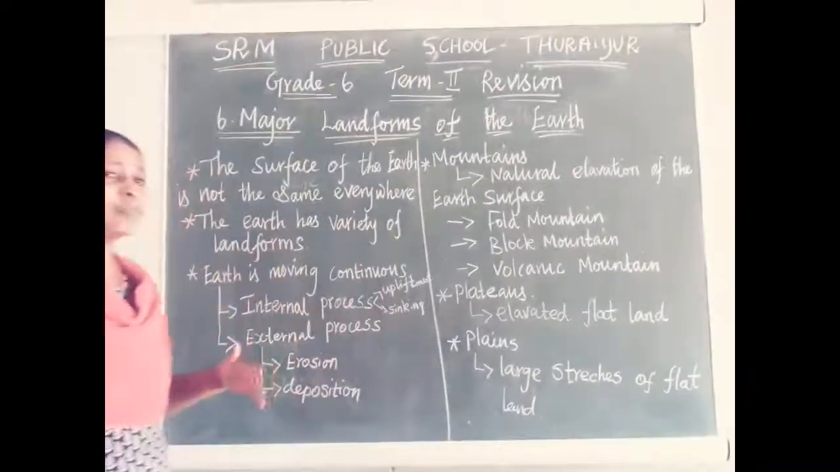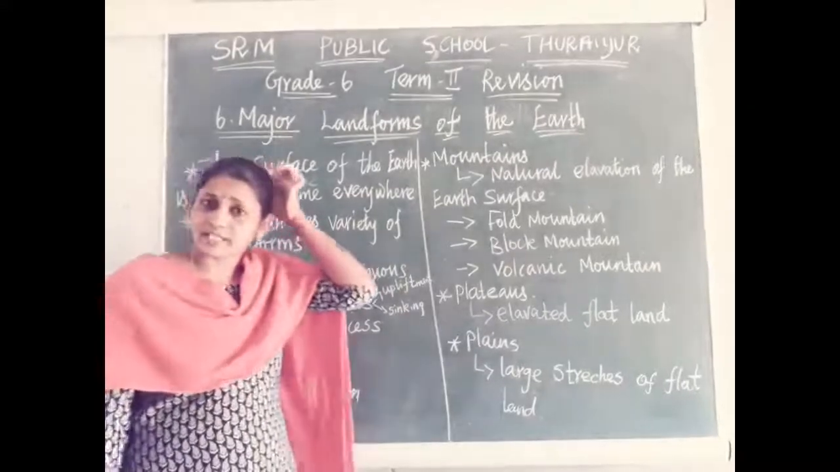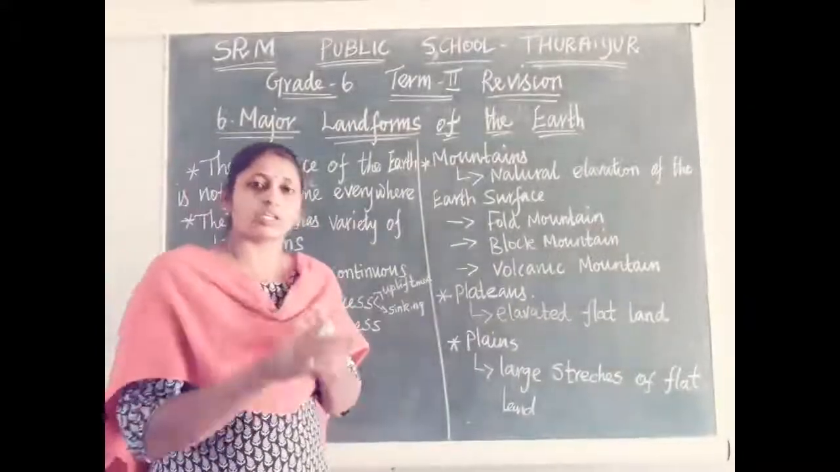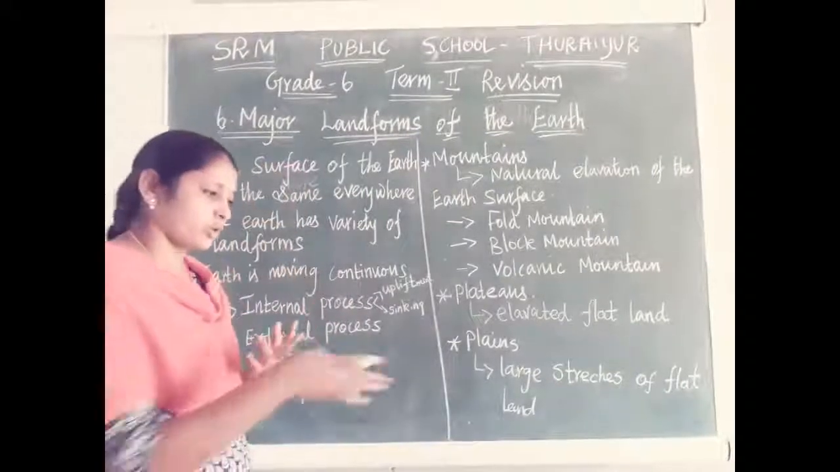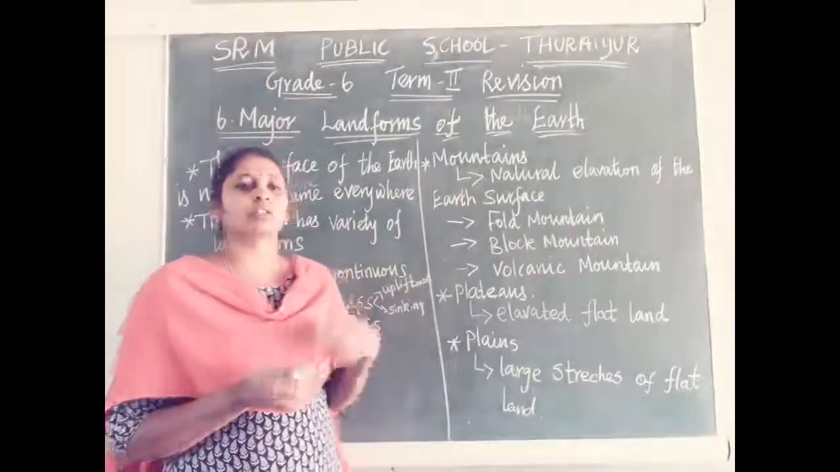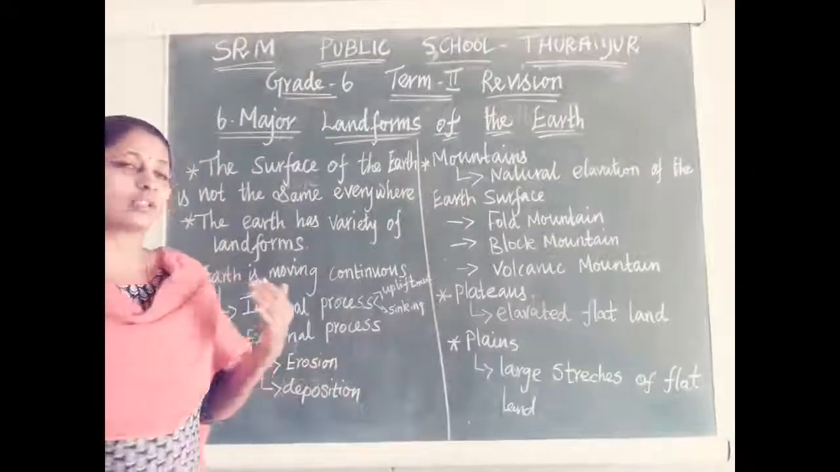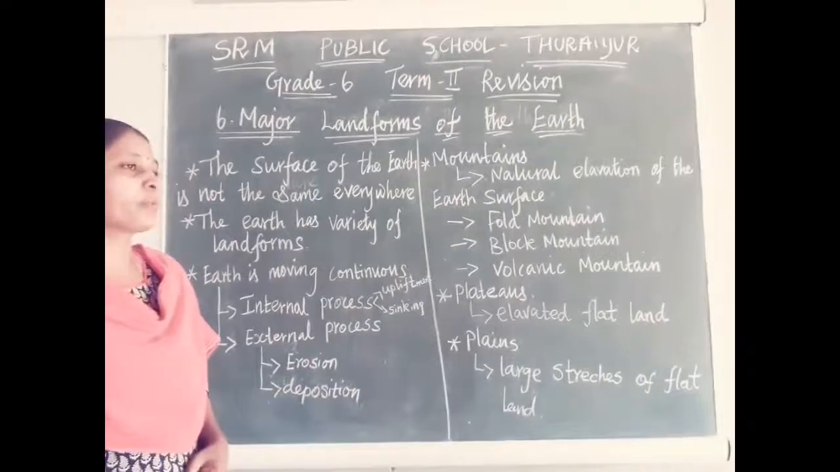So what are the things that come under external movements? The wind, flowing wind, soil erosion, flowing water. All these come under the external process.